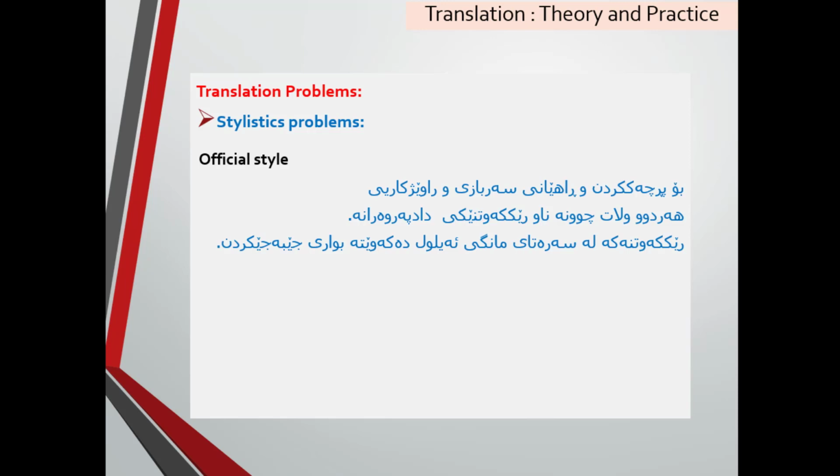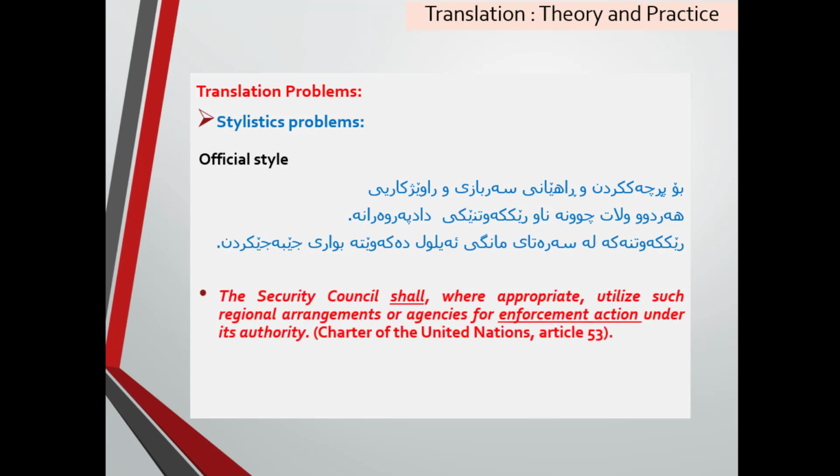These are in Kurdish. If we take another example but in English, look at this sentence which is very official. The Security Council shall, where appropriate, utilize such regional arrangements or agencies for enforcement action under its authority. Charter of the United Nations, Article 53. This is an article from the United Nations Charter.